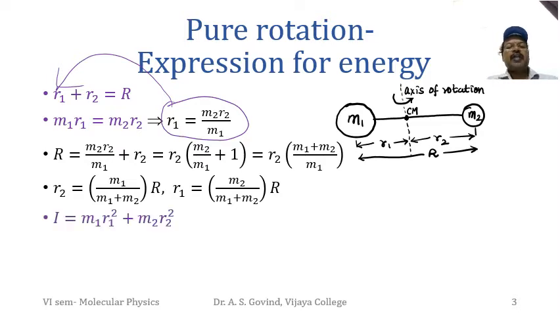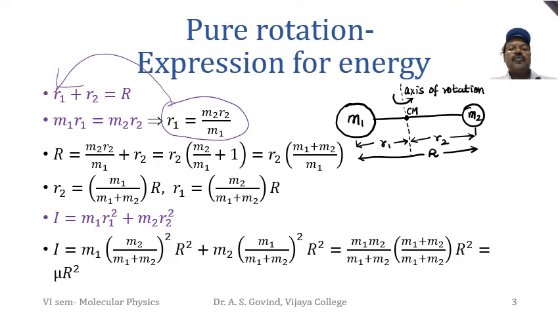Now the next important equation is the moment of inertia. It is mass into distance square. Because there are two masses, you will get m1 r1 square plus m2 r2 square, and you have to substitute for r1 and r2 into this and simplify. That is all you have to remember. So there are only three important equations to be remembered. So m1 into r1 square plus m2 into r2 square, simplified.